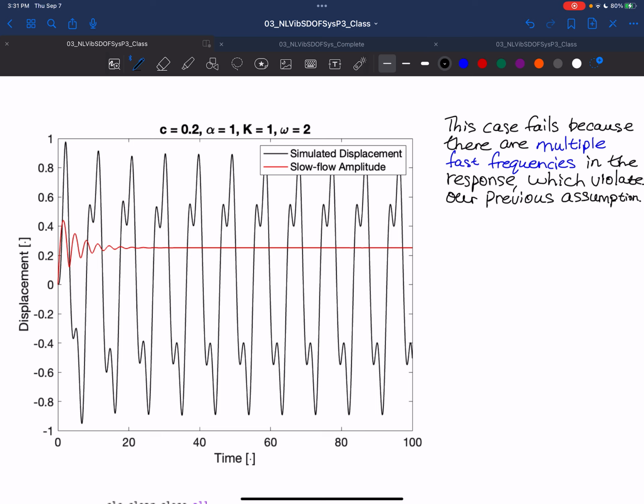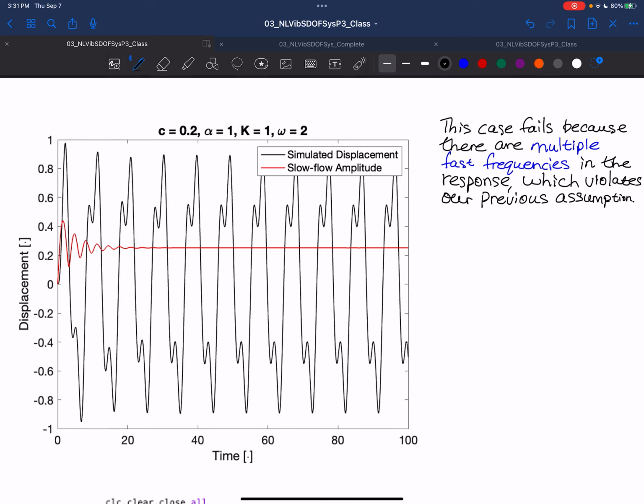And this is why the slow flow amplitude fails to capture that, because it's violating our fundamental assumption, which was that there was only a single fast frequency in the displacement. In this case, there are multiple fast frequencies. I think there's only 2 fast frequencies, but there might be more. But the point is that we're violating that assumption, and therefore the method breaks down.